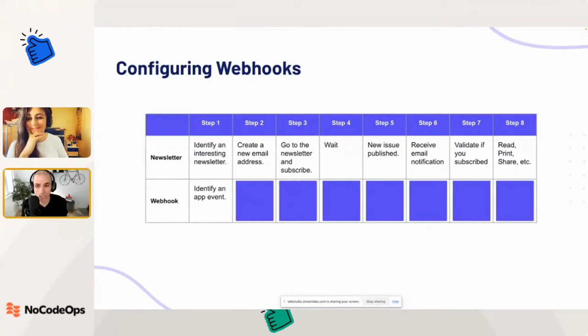So in the newsletter case, when we identify, step two is to create a new email address. Well, if you don't have one, you're going to go sign up for an email address so that you can provide that email address to the newsletter. So what are we doing in case of a webhook? Are we doing a get? I'm just taking a guess. Is it a get request?